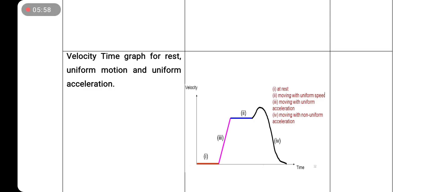Now, velocity time graph for rest, uniform motion, and uniform acceleration.